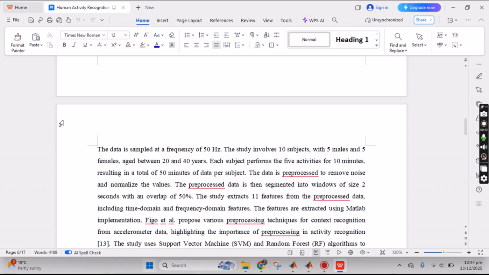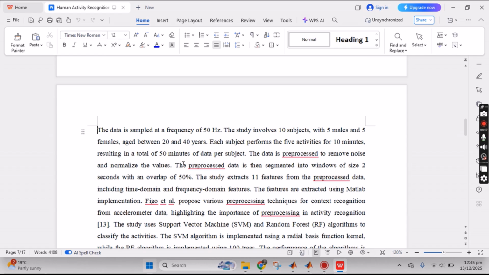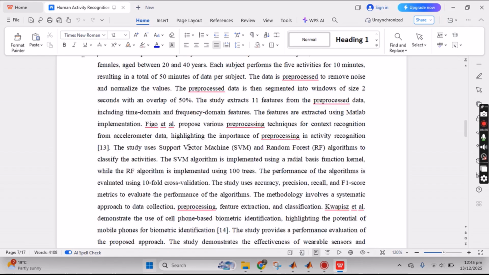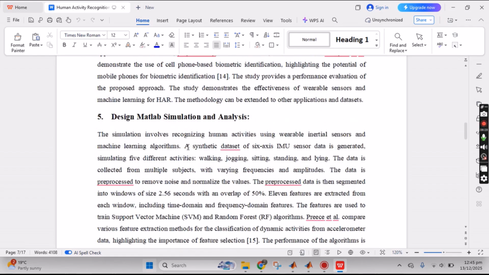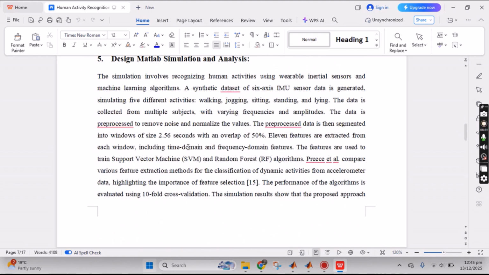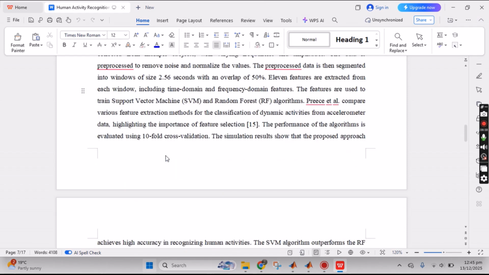In the dataset we have used 5 males and 5 females aged between 20 and 40 years, and 5 activities for 10 minutes, resulting in a total of 50 minutes of data per subject. Next, the design and MATLAB simulation analysis: the preprocessed data is segmented into windows of size 2.56 seconds, and then the SVM machine learning technique and the RF algorithm are applied.